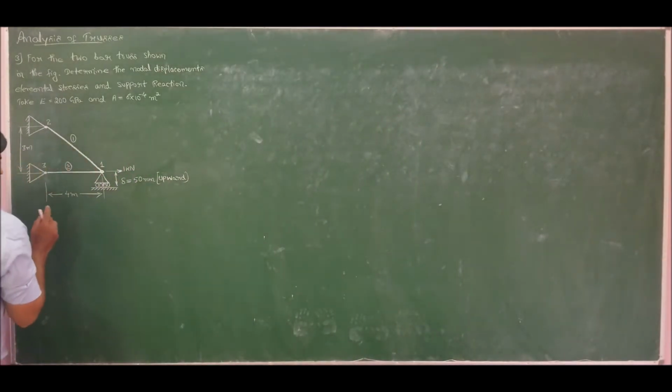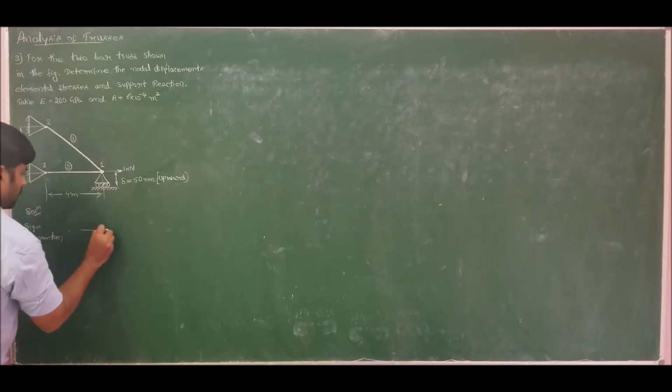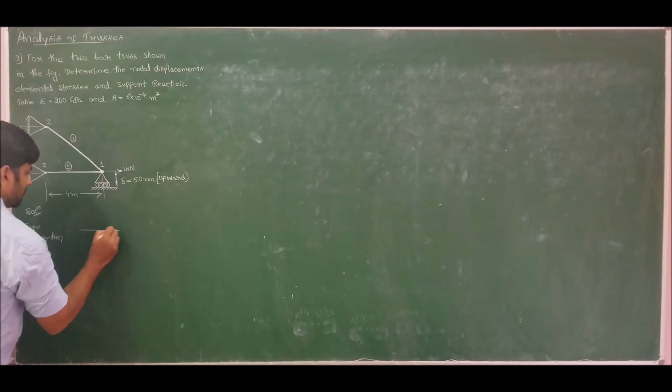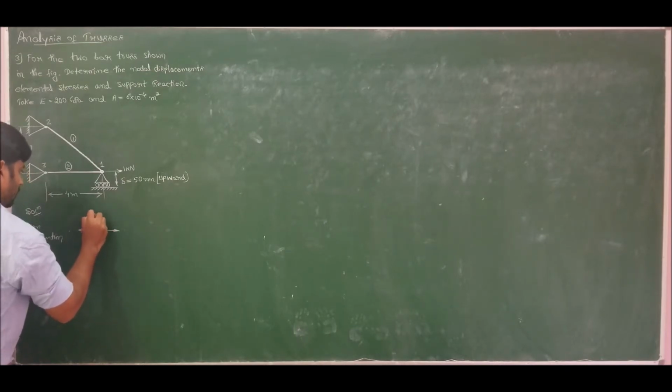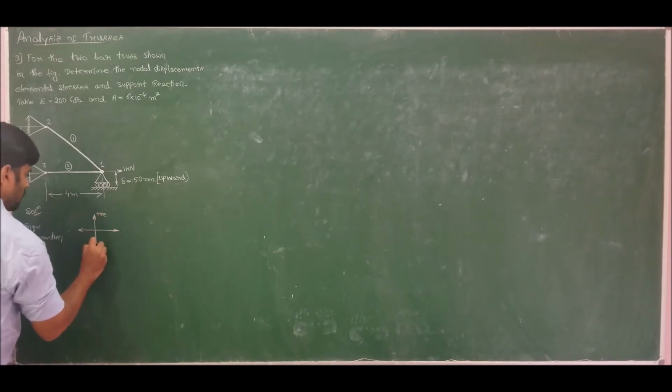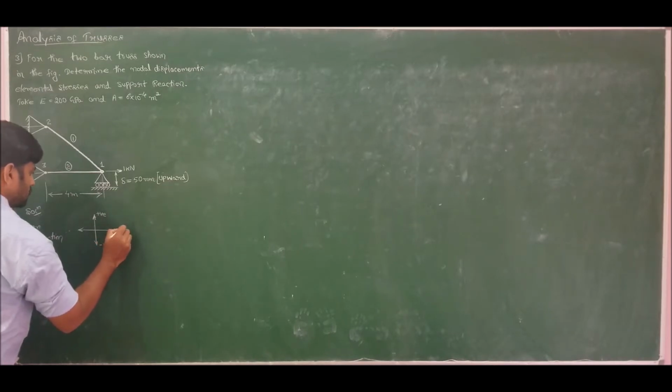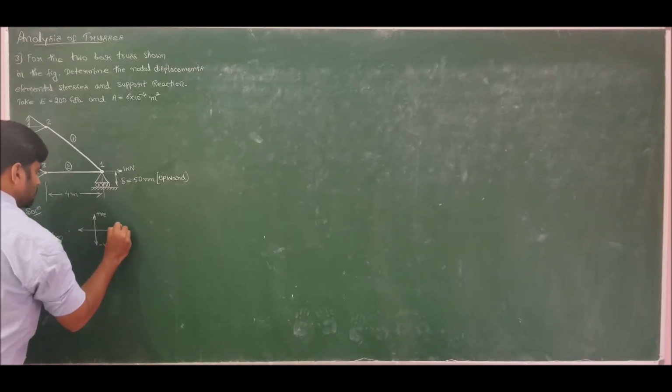We already know the sign convention that we'll use for analysis of trusses. The sign convention is forces acting along positive x direction are considered to be positive and negative x direction are considered to be negative. Forces acting in positive y direction are taken as positive, negative y direction as negative, regarding the forces and also regarding the displacements.